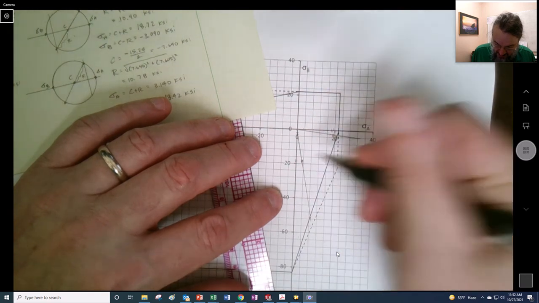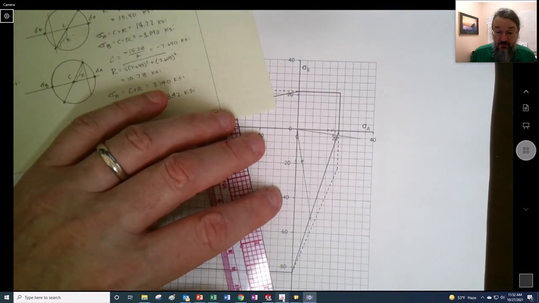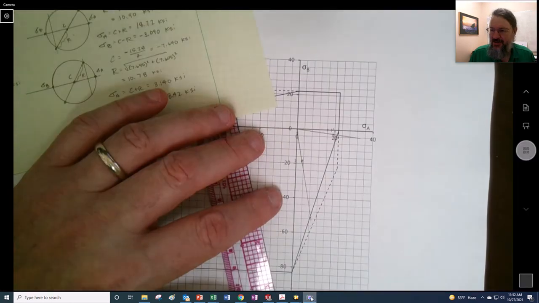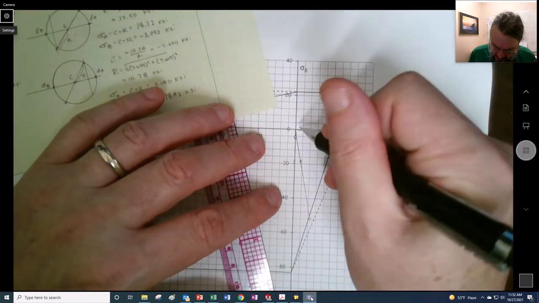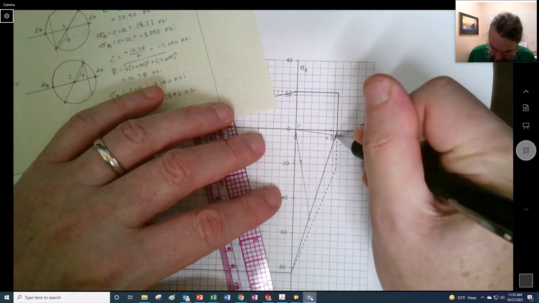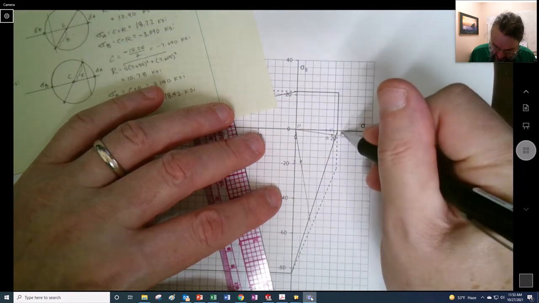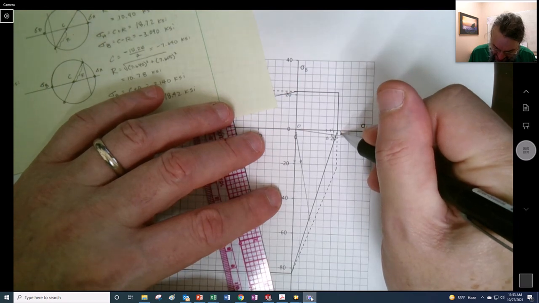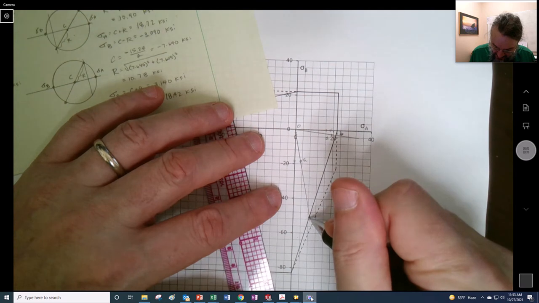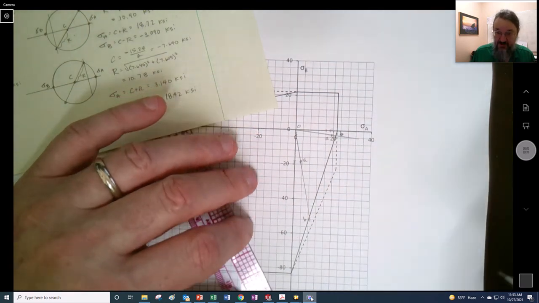And I don't think I asked you to graphically confirm it. Let's see. Plot these 2 points on a brittle stress envelope and graphically confirm. I did say that. What a pain I am. Okay, so this is going to be 0, and I might call this A, and I might call that point B. And I just wrote C. I said B, and I wrote C. And then I'm going to call this one A, and I'm going to call this one B. I could call them different things if I wanted to.